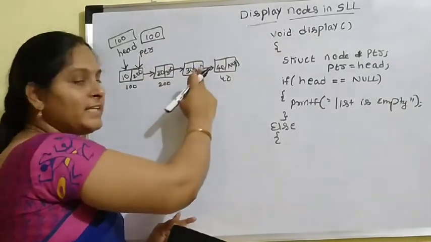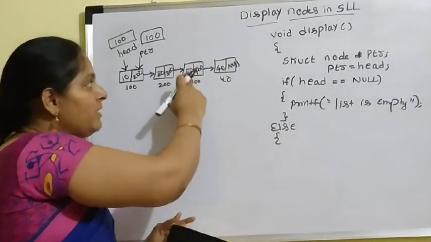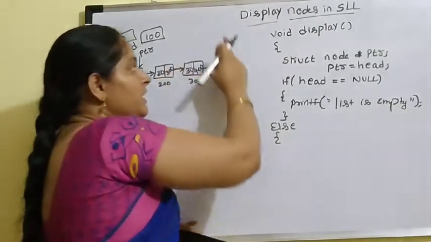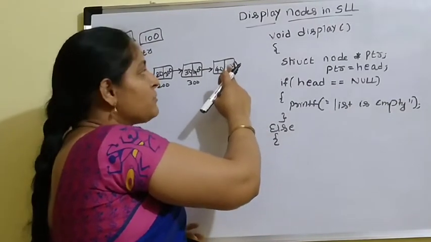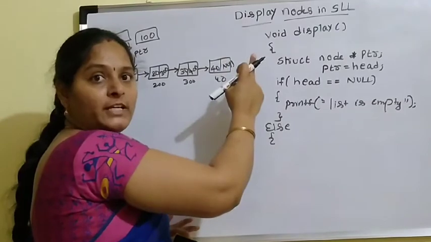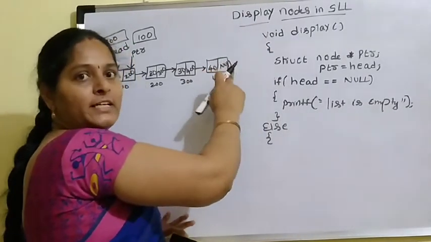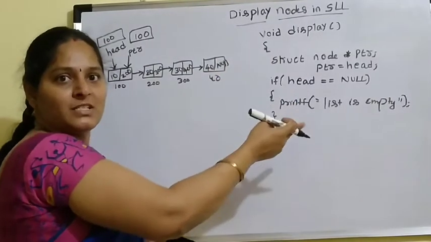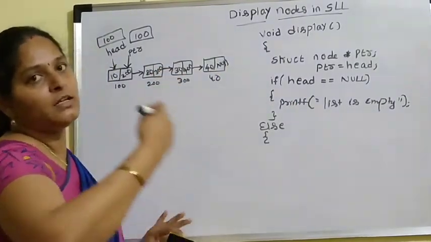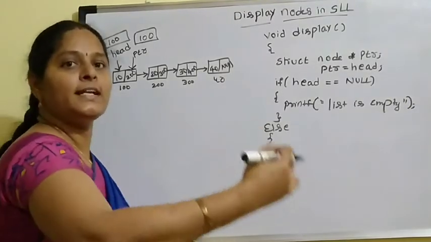Now the PTR value is 200, so move to the next node. Now the PTR node is 300. So print the PTR data, move to the next node. Now PTR comes to the fourth position. Now PTR data is 40. Print that 40. Now assign PTR next address to PTR. PTR next address is null, so now PTR becomes null. If PTR becomes null, then come out of that loop. If PTR is not null, move to the next position.